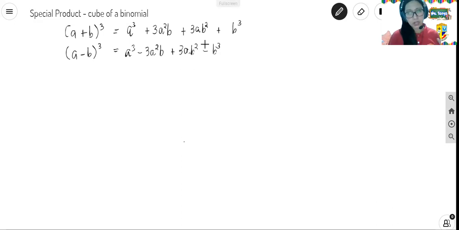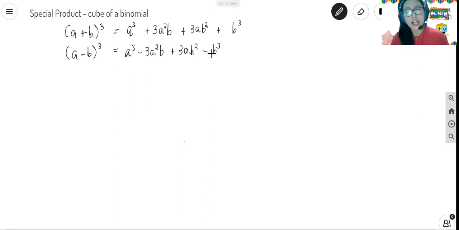Again, what you can observe here is that if you're solving for the cube of a difference of a binomial, there's an alternating sign. The first term is positive, and then the second term is negative, the third term is positive, and then the fourth term is negative. That's also a pattern that you can observe here.